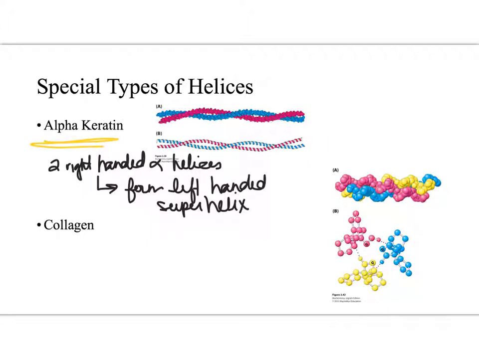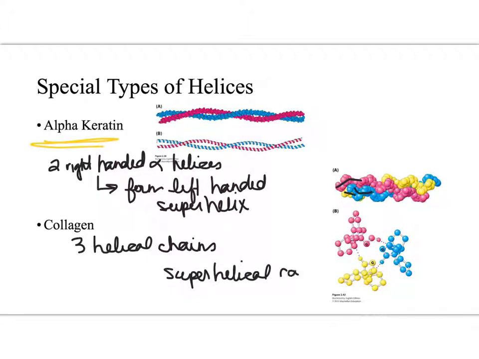And then collagen, this is comprised of 3 helical chains that are intertwined with one another. And so we see the 3 different chains are labeled with different colors here. The structure within the collagen is going to be stabilized by steric repulsion. And this forms what we refer to as a superhelical cable.